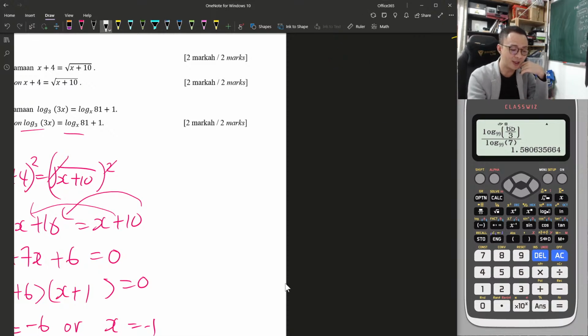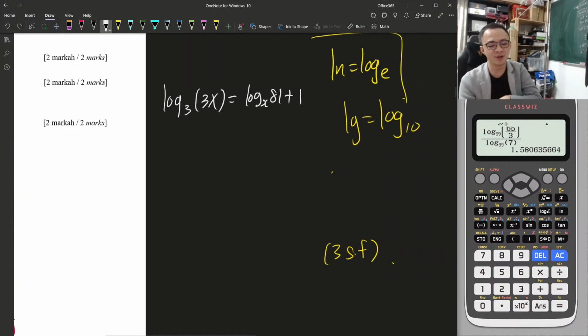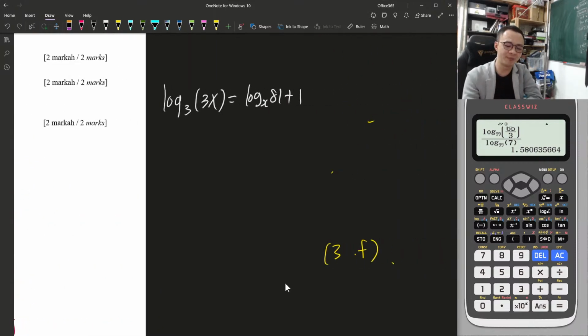So right now I have something like log base 3 of 3x equals log base x of 81 plus 1. In order to solve this kind of question, we need to change base. I don't like the base x, so I will just remain this one. This one is 3 multiply x.